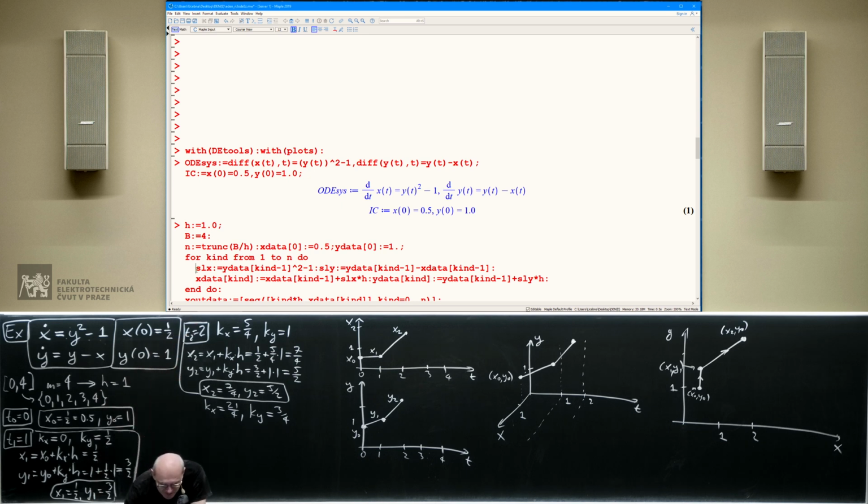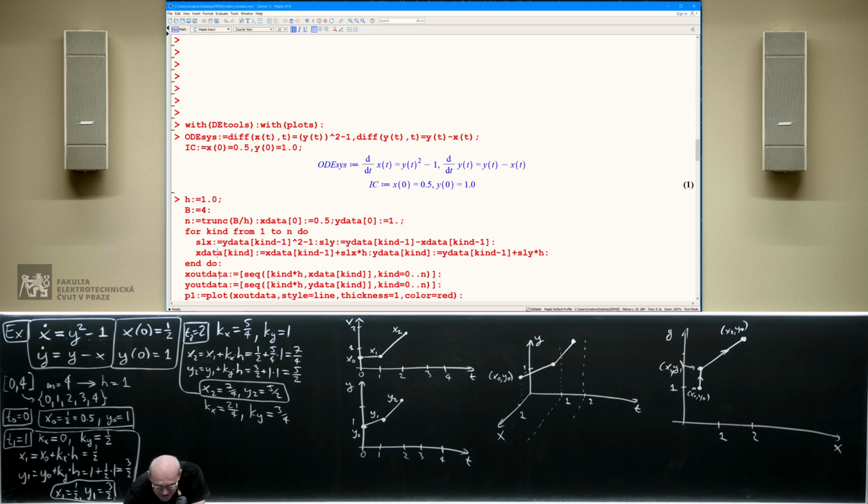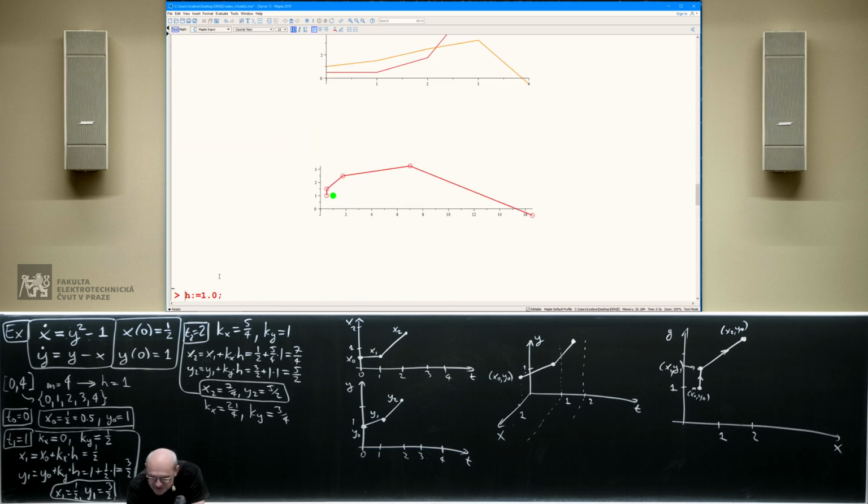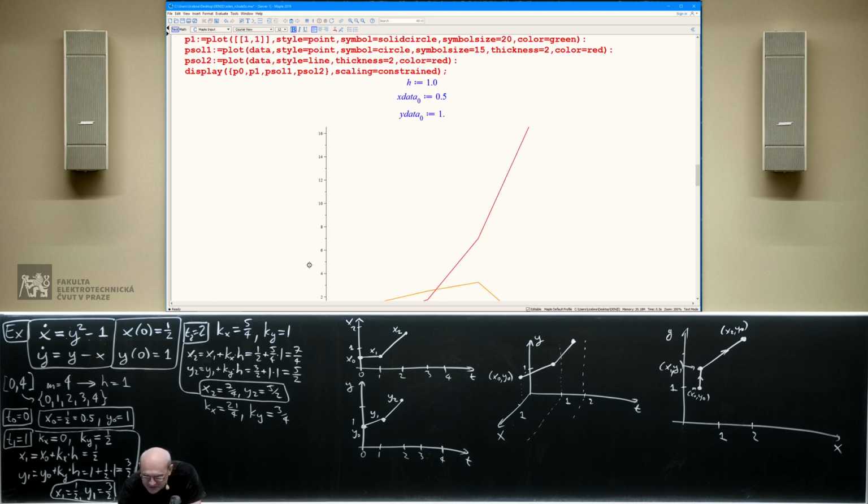This is the slope for x, which is y squared minus 1. And this is the slope for y, which is y minus x. And then I use the slope multiplied by the step size and add it to the previous location, and I get new location. So essentially this is just a code, and then there is a long code with visualizations. There is many of them.